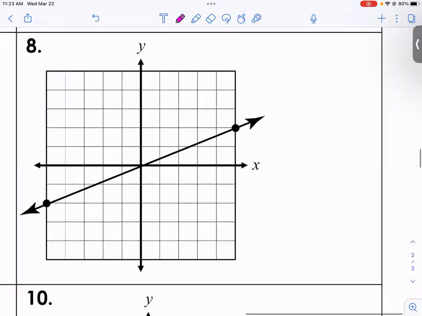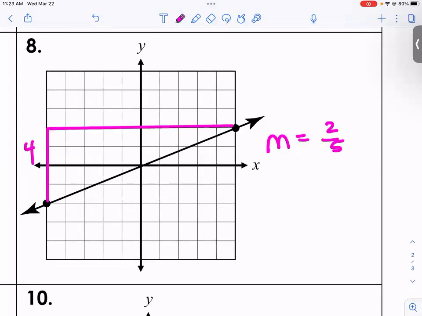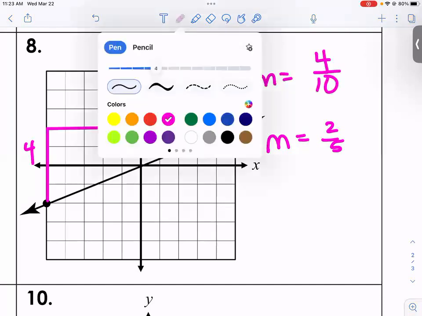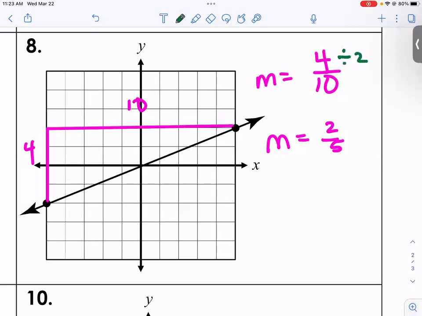Bronson. 2/5. So we go up 4 and over 10, and Bronson simplified 4 over 10. Both of those are divisible by 2 to get 2/5. Yes, your homework is page 7. All of it.